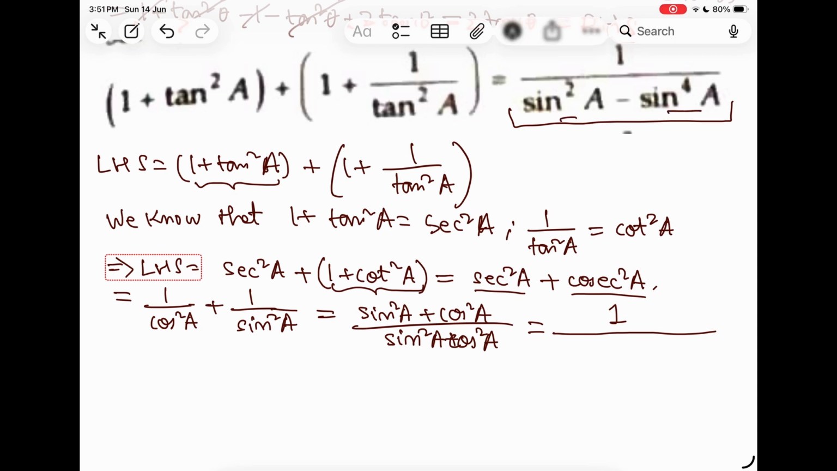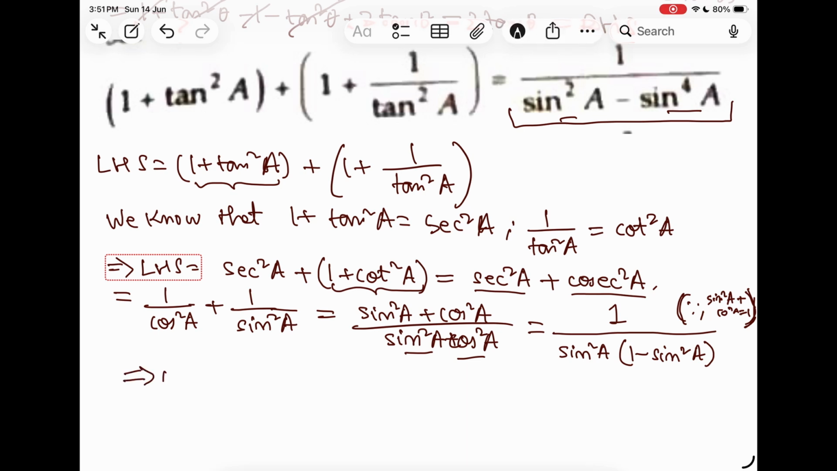And the denominator part contains only sine a terms. There are no cosine a terms, so sine square a will remain as it is, and then cos square a will be written as 1 minus sine square a. Now you can clearly see that we are reaching the RHS side, right? Hence it equates to 1 upon sine square a minus sine to the power 4a. And also you can write down the identities that you are using in each step.